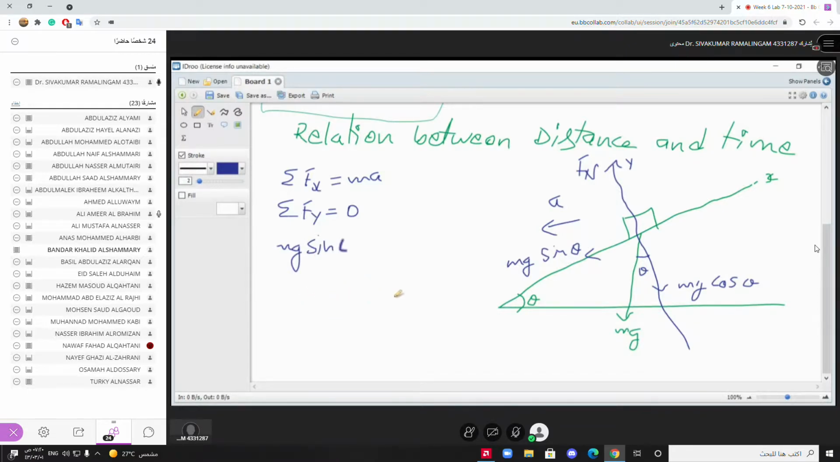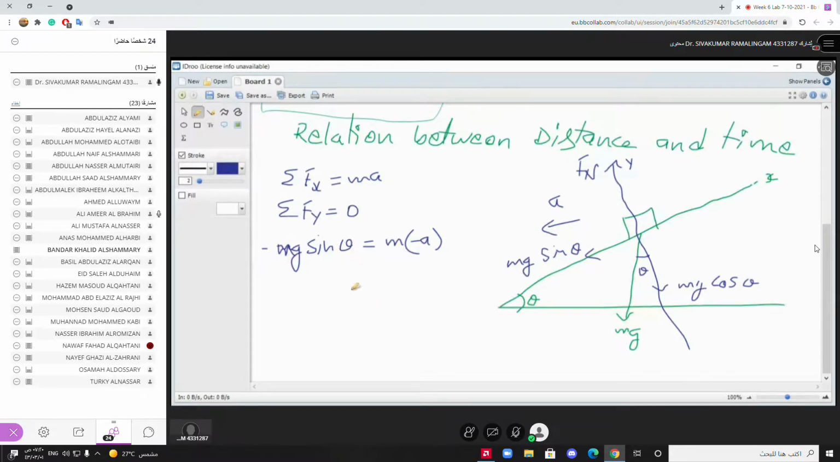mg sin theta minus. Why minus? The mg sin theta is acting in the negative direction, is equal to m into minus a. Why minus a? The acceleration is acting in the negative direction. This is the positive x direction. This is the negative x direction.